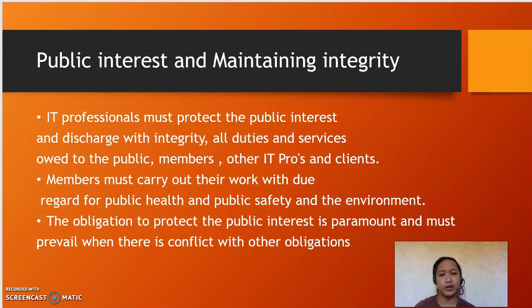Okay, maintaining integrity is important to IT. It's mostly for people who are working with databases or transactions. You have to be careful with the data you are handling. Like in the explanation of number two, members must carry out their work with due regard for public health, public safety and the environment. You have to protect this kind of data, because the identity of a person may be in danger because of this data.